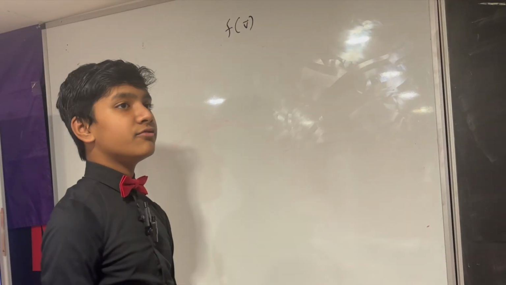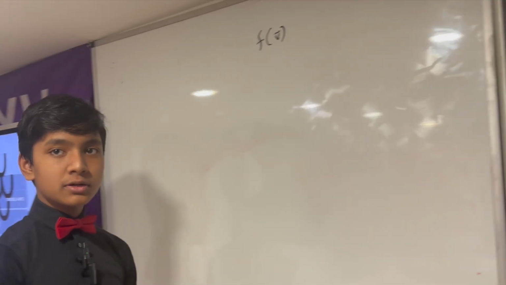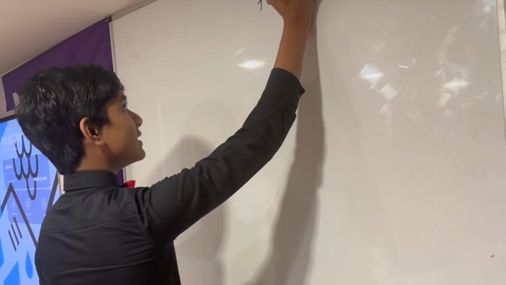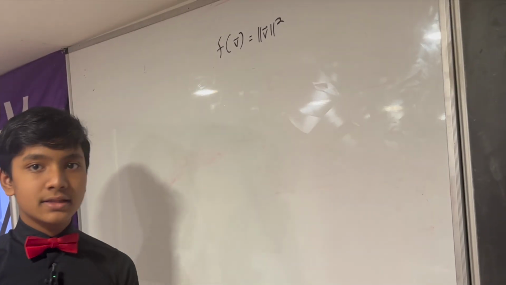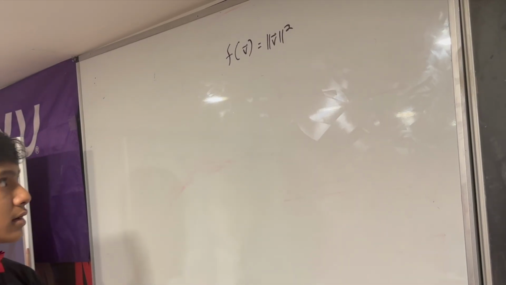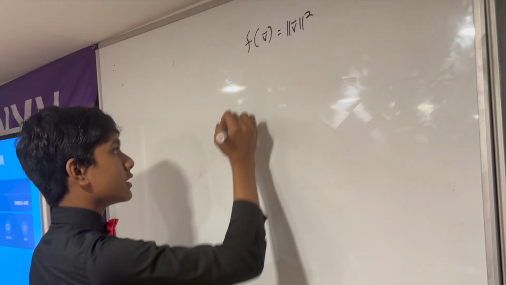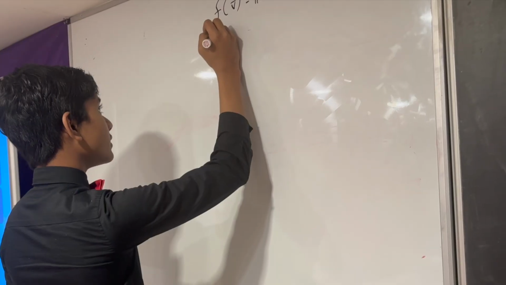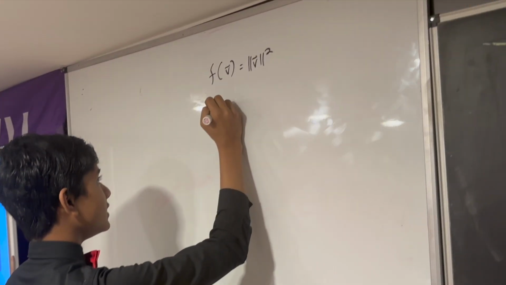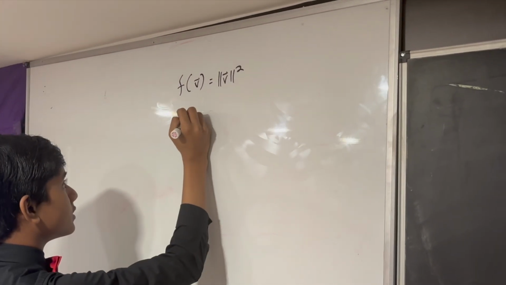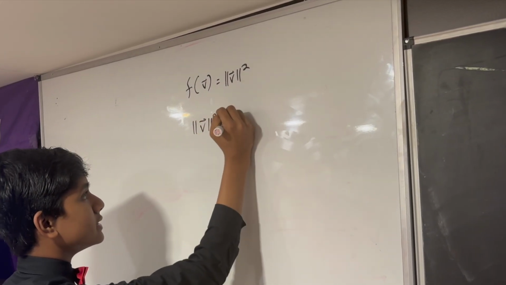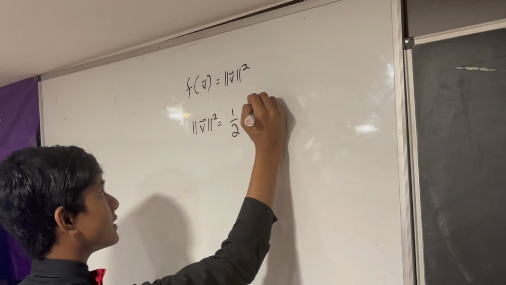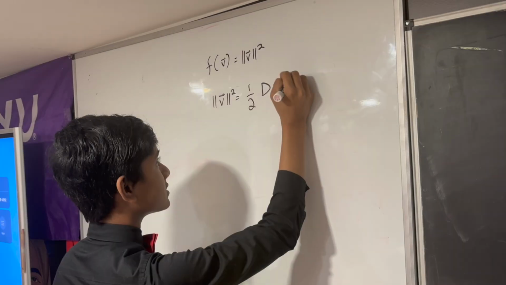f is a function of a vector v that outputs a scalar. Specifically, f is equal to the norm of v, the input, squared. So here's what we're going to do. We're going to prove that f of v, or rather the norm of v squared, is equal to this very scary looking expression.